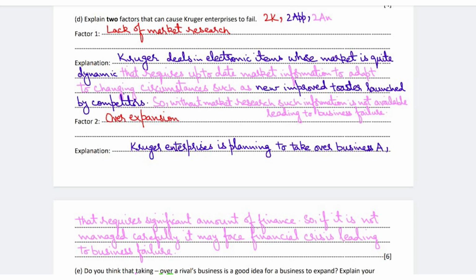Or with my analysis. So I read it again. Kroger Enterprises is planning to take over business A that requires significant amount of finance, right? So if it is not managed carefully, it may face financial crisis leading to business failure. Again, a compact answer. Okay, again the effect is being shown on the business. Why would it be the cause of business failure?